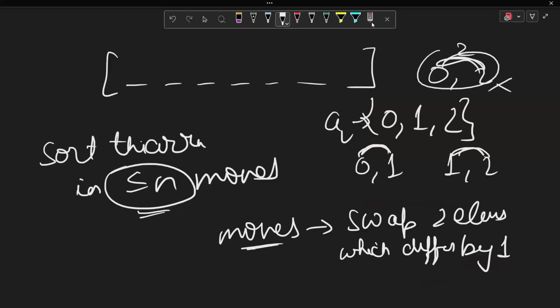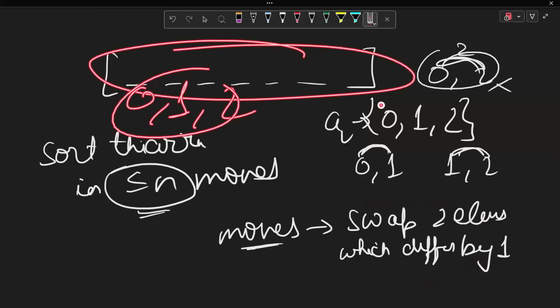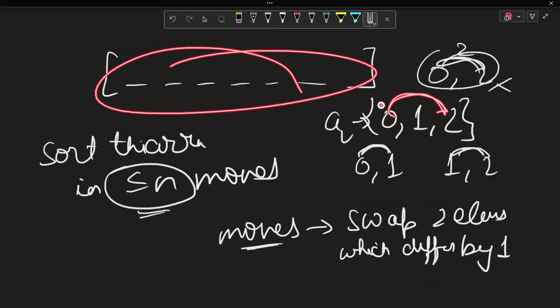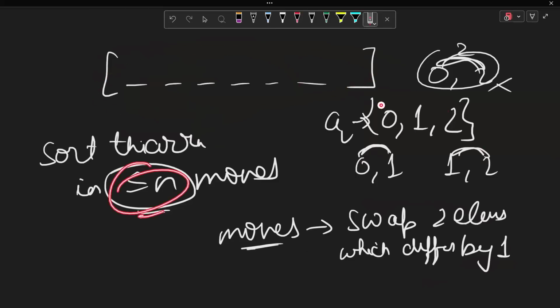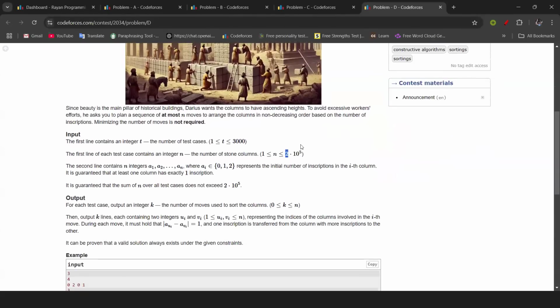So what it means is you need to sort an array consisting of zeros, ones, and twos only, with the allowed swaps being the 0-1 swap and the 1-2 swap. The 0-2 swap is not allowed. So basically you sort this array with the 0-2 swap not allowed in less than or equal to n moves. That's what the question is. So how can we solve this? Now your n is 2e5, so you need to do it in order of n only.